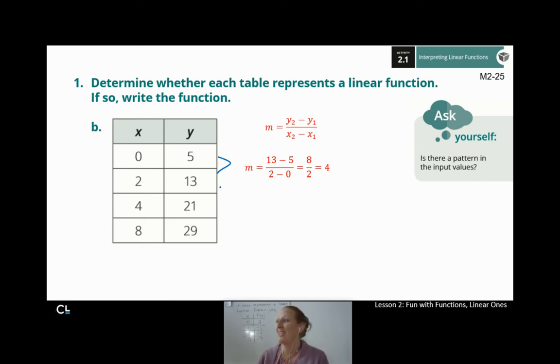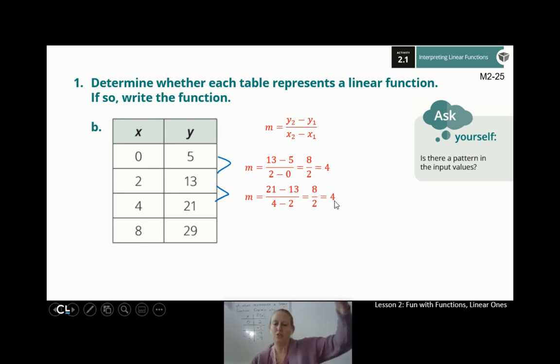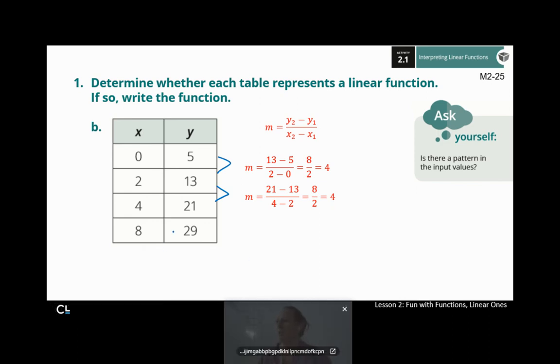So we're going to do it again for the next set. 21 minus 13 on top, 4 minus 2 on the bottom. 21 minus 13 is 8. 4 minus 2 is 2. 8 divided by 2 is 4. So far, so good. But we got to check one more time.